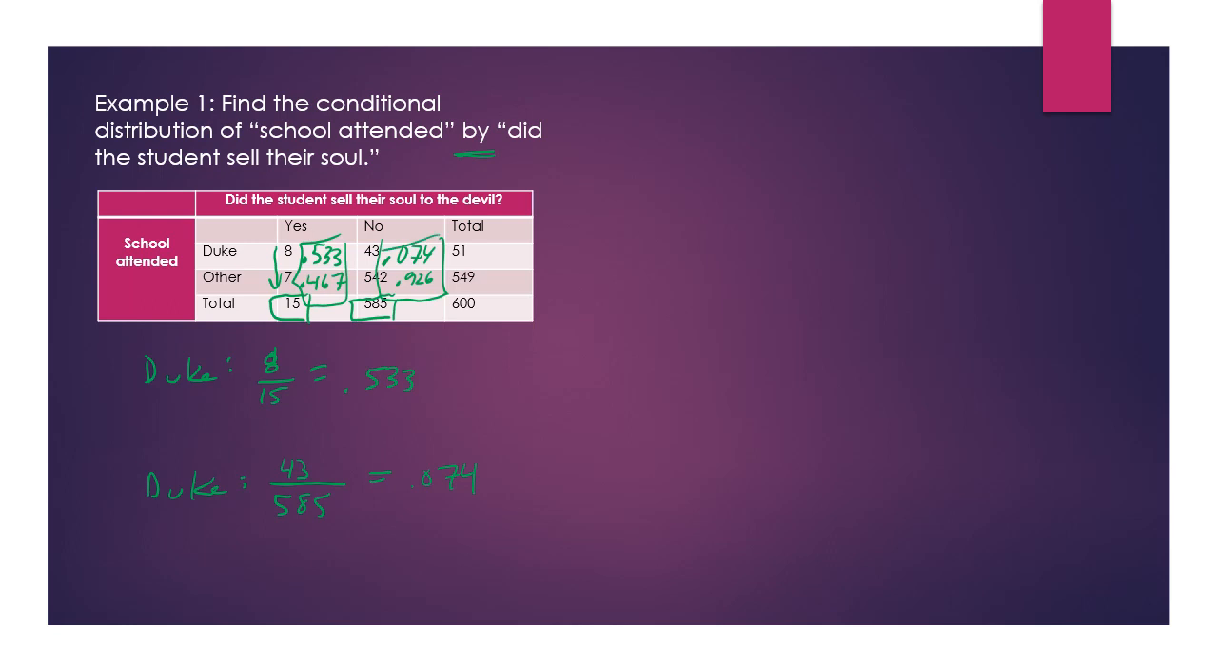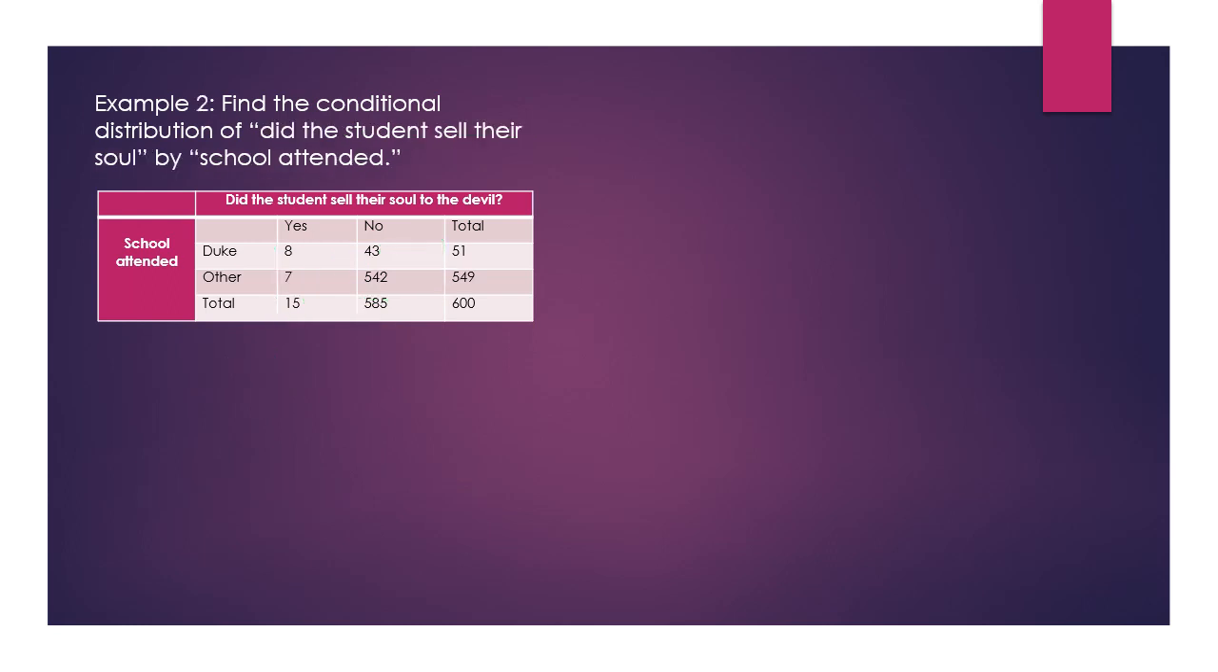Of course, we can also condition the other way, and that's what we're going to go ahead and do on the next slide. I think it would be a really good idea for you to take a moment, pause the video and go try to condition the other way. So this time you can see that we're looking for the conditional distribution of did the student sell their soul by school attended. I'm going to be quiet for a couple of seconds to allow you to pause the video and try this one on your own.